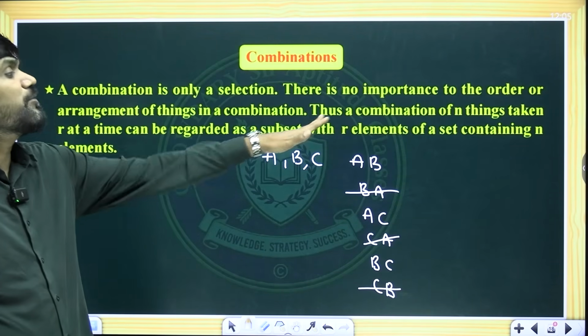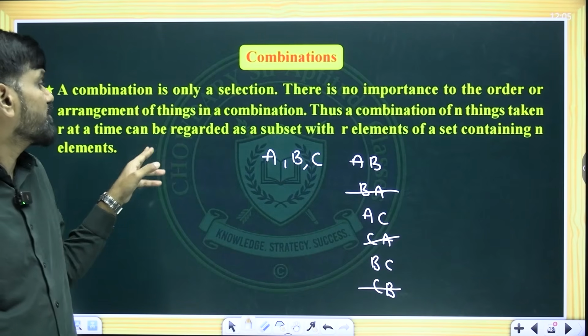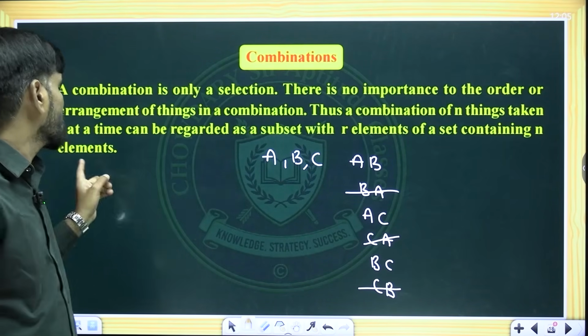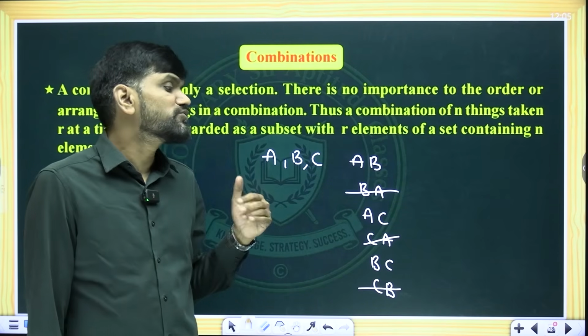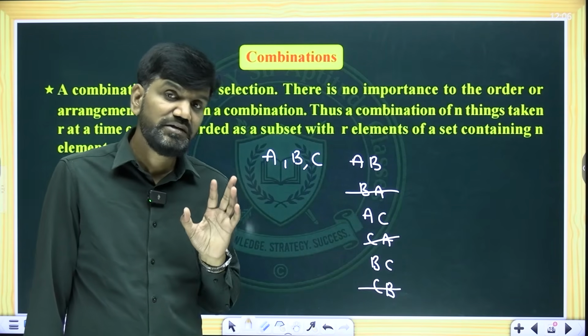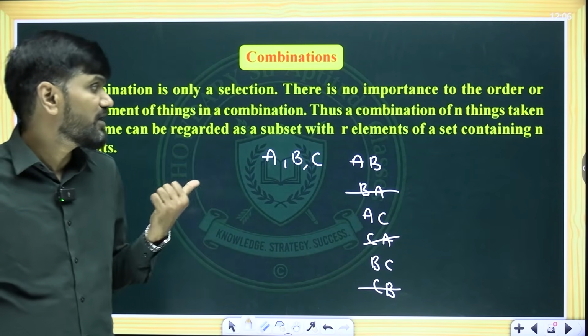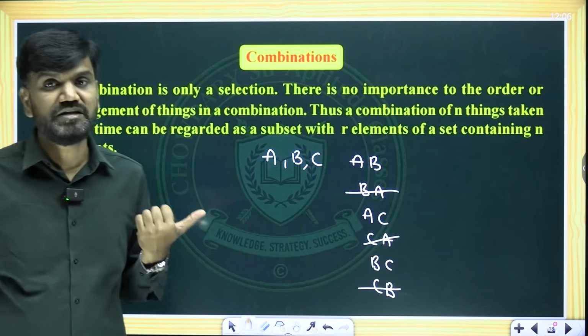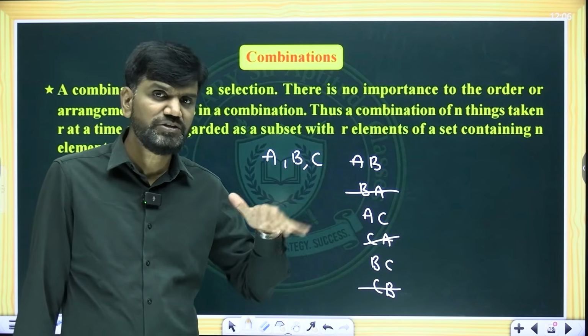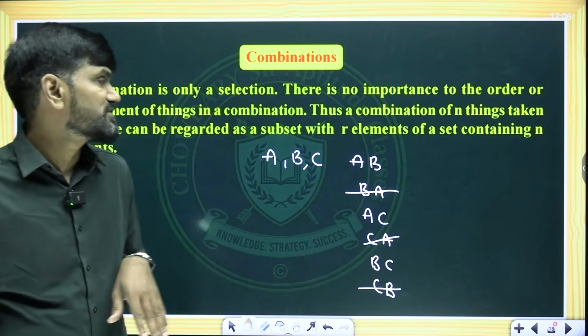Here, a combination of n things taken r at a time can be regarded as a subset with r elements of a set containing n elements. So whenever you are choosing r objects out of n things, it is as good as choosing a subset of r elements out of the n elements that are available. This concept of sets, I will talk about as we move on. For now, just keep aside that concept of subsets for some time.